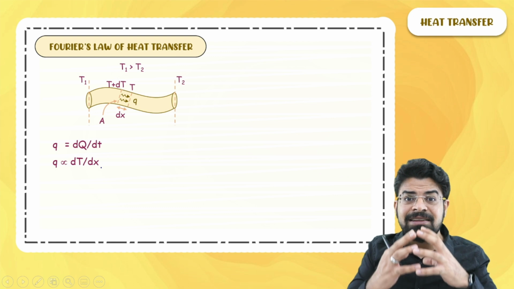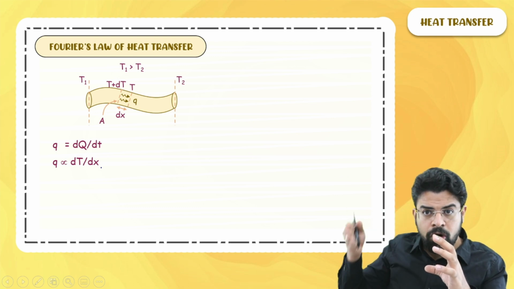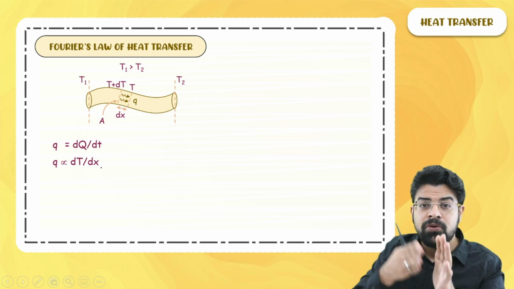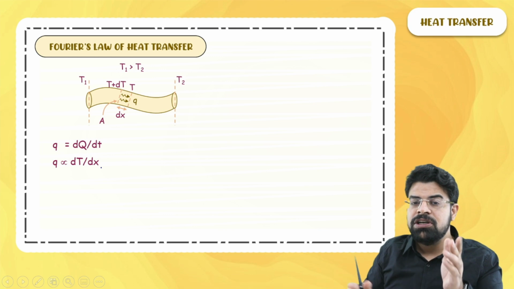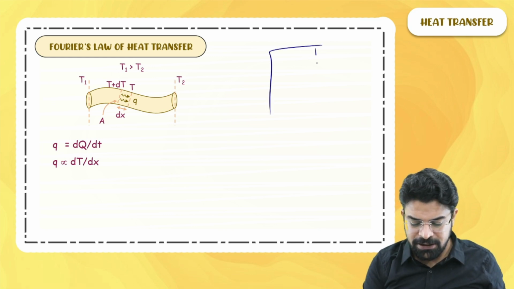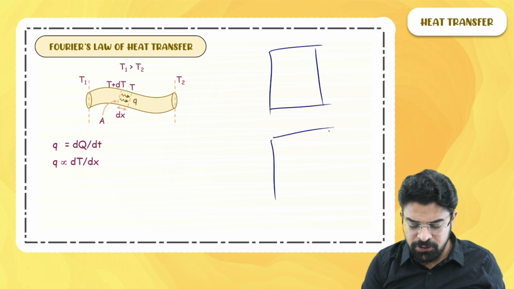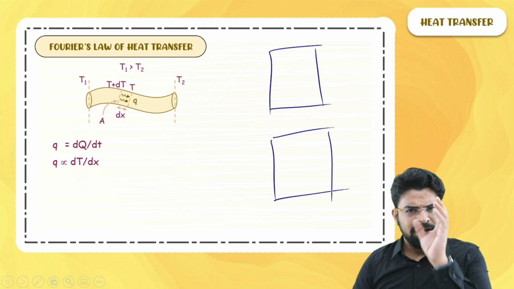The greater the temperature gradient means the faster the temperature drops. More temperature gradient means more temperature change per unit length. So the faster the temperature drops, the more will be the rate of heat transfer. You can think of it this way. It's not rocket science. Think that you have got two cubes made up of the same material, same length.